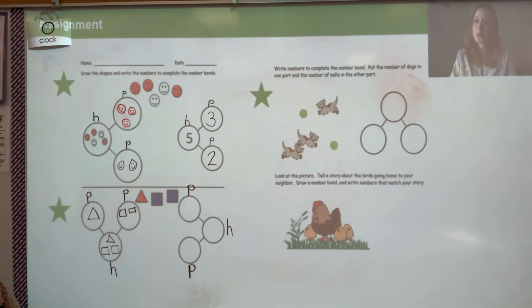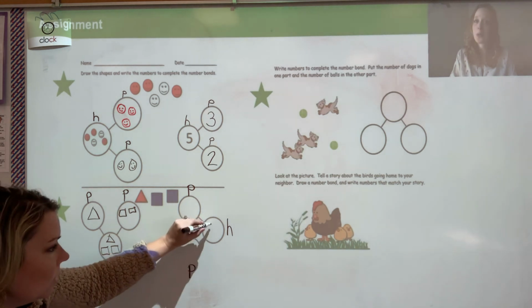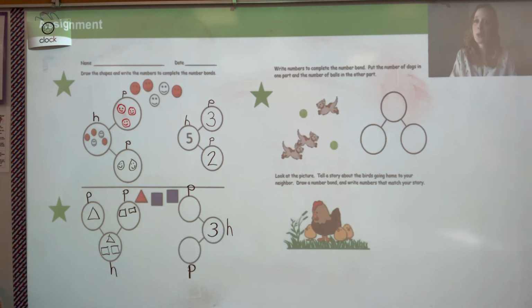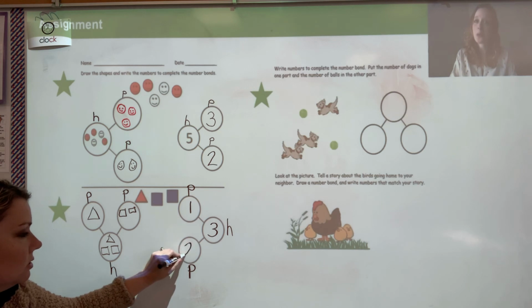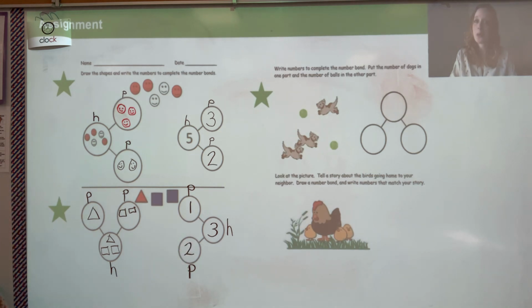Okay, now I'm ready to move my numbers over. I have 3 shapes in my whole, so I can put a 3 in the whole. And I have 1 shape in my part, so I can put a 1, and 2 shapes in my other part, so I can put a 2. Whew, I'm glad that's better now. Now my number bond is right.